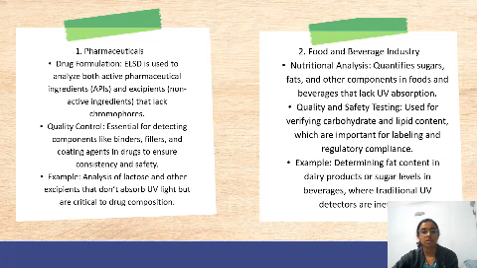Second is the food and beverage industries. In nutrition analysis, it quantifies sugar, fats, and other components in food and beverages that lack UV absorption. Quality and safety testing: used for verification of carbohydrate and lipid content, which are important for labeling and regulatory compliance. Its example is determining fat content in a dairy product or sugar level in a beverage, where traditional UV detectors are ineffective.